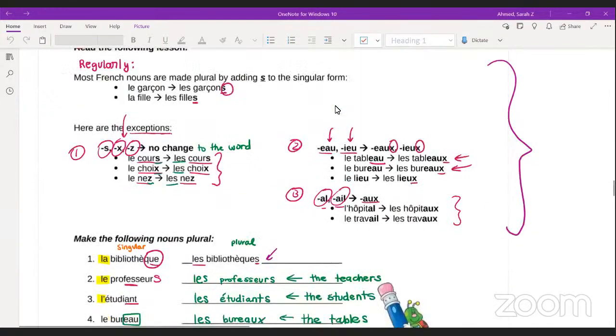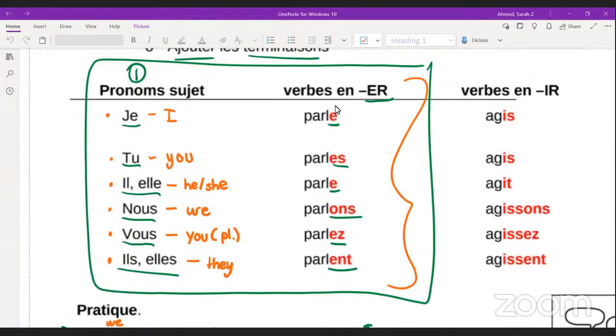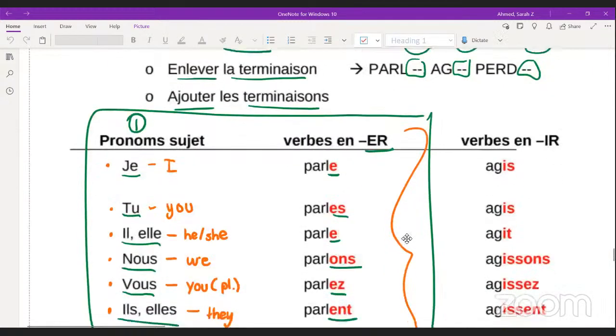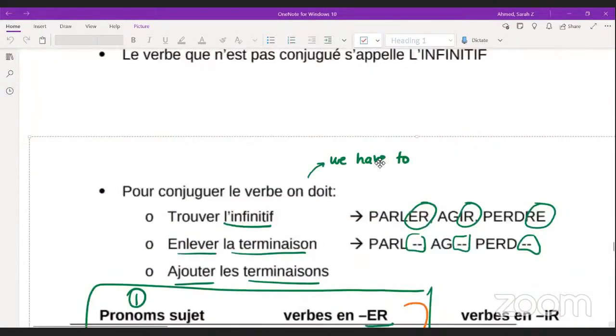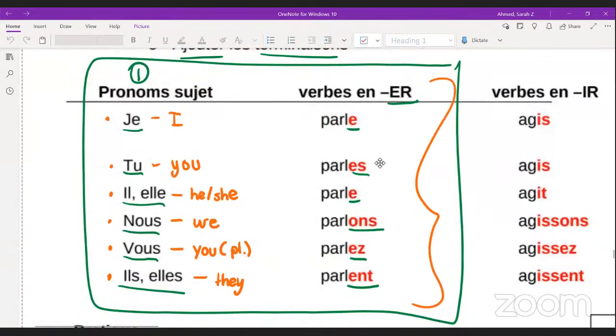So, did you memorize the conjugations for the verbs? Yes. Okay, so let's first say it together. Je, I, E. Then tu, ES, very good. Il, elle, he, E.